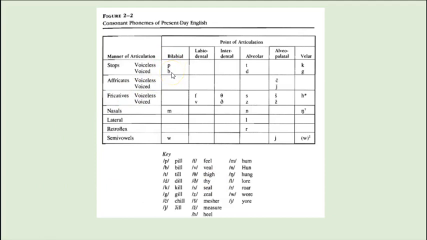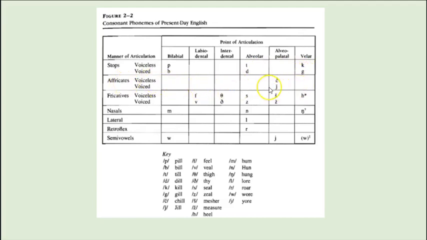P, B, these are both bilabial stops, voiceless and voiced. T, D, K, G. So as you can see, this describes where you're putting your tongue, this or other parts of your mouth, and this describes how. So a stop is a full stoppage of the air. K and G, there's a point at which the air isn't flowing and then it's released again.